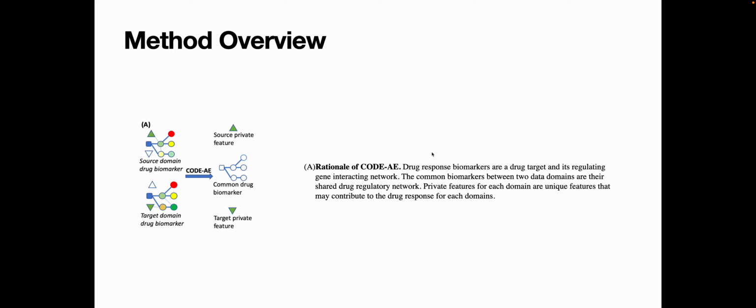So here's the rationale of CODE-AE. And you can see the source domain drug biomarker. They can be the cell line samples, and the target domain drug biomarker can be the patient samples. And usually the biomarkers are the drug target, and its regulating gene interacting network. And the common drug biomarkers are their shared drug regulatory network. The private features for each domain are unique features that may contribute to drug response for each domain.